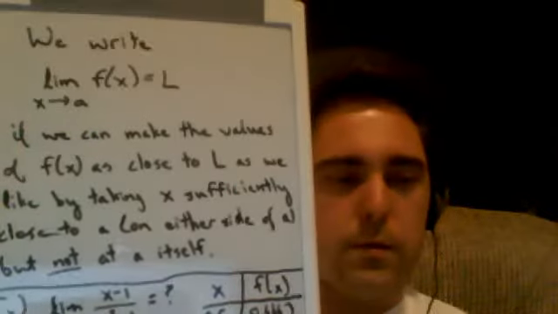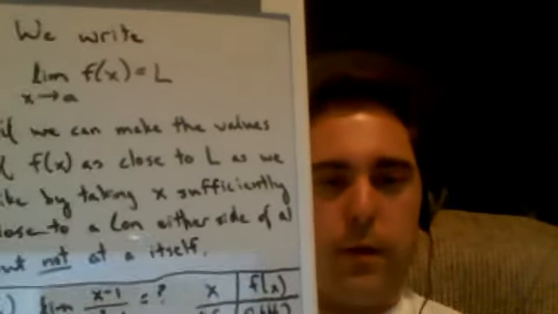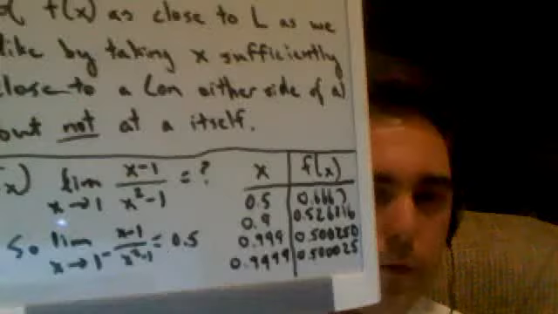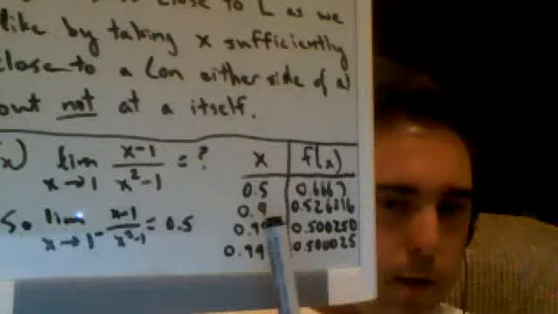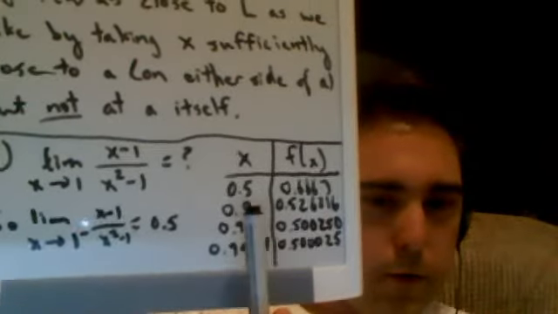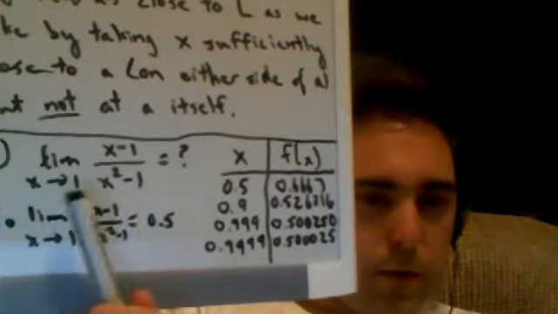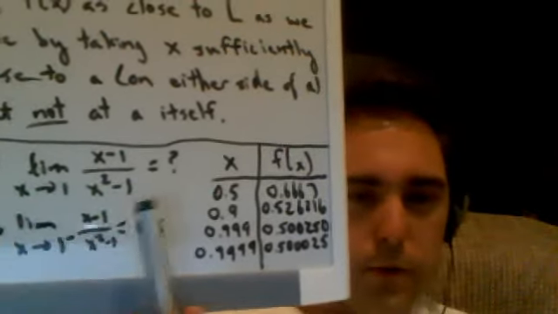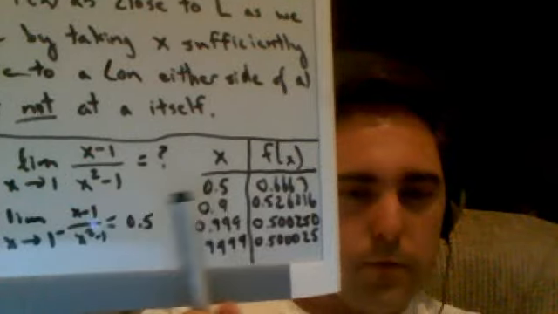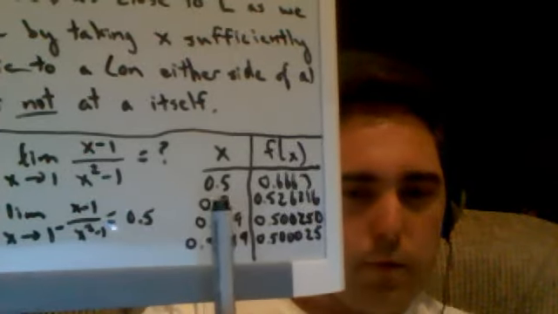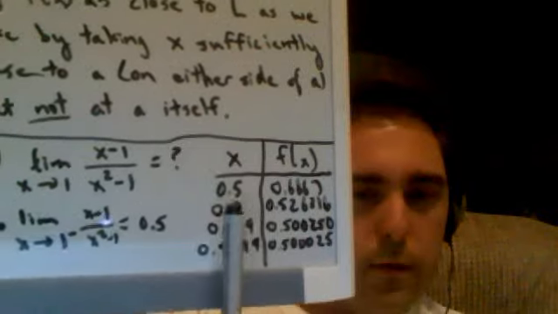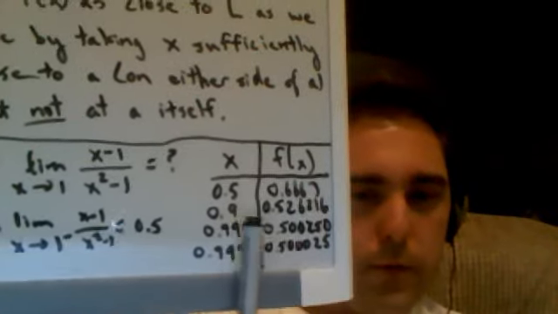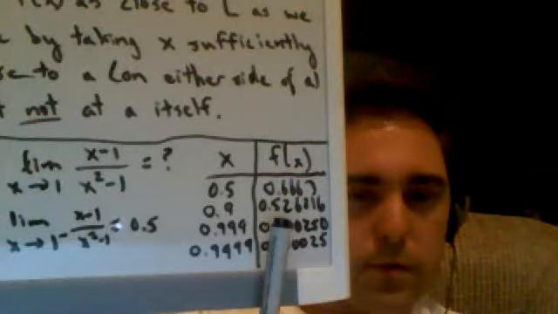So basically what that means is, if we want to find the limit at x equals 1, for example, like in this following problem, then we just take different values of x as it gets closer and closer to 1. So for example, we want to know what the limit of (x minus 1) over (x squared minus 1) is as x approaches 1. So we start off by saying, okay, let x equal 0.5. Then f of x is 0.6667. Then we let it equal 0.9, and we get f of x equals 0.526316.